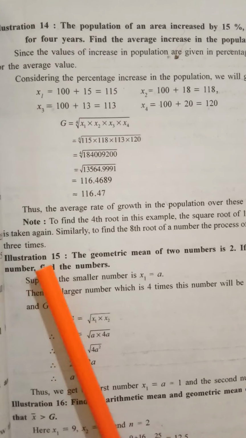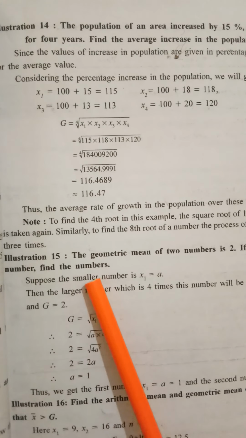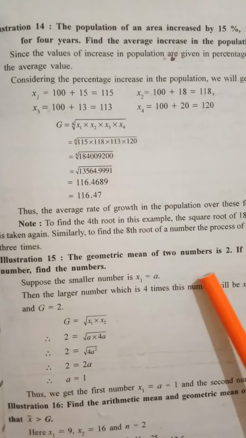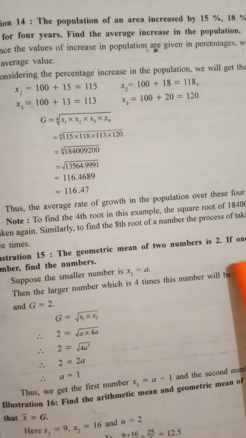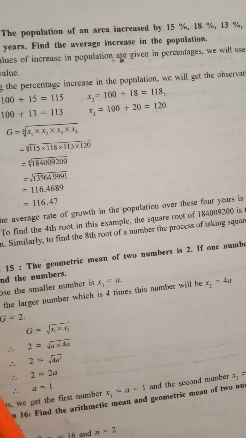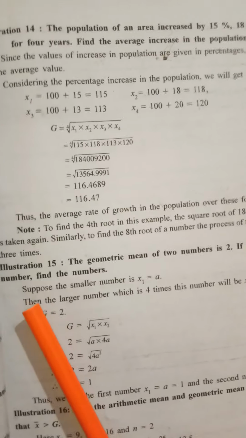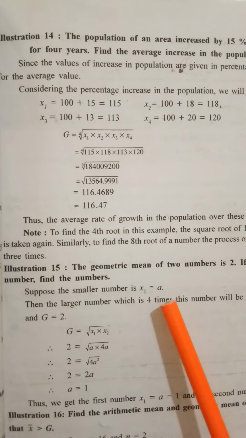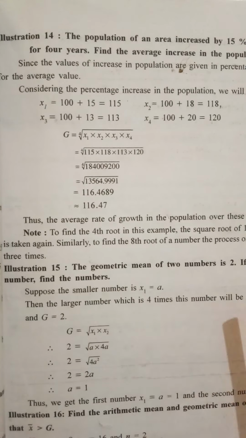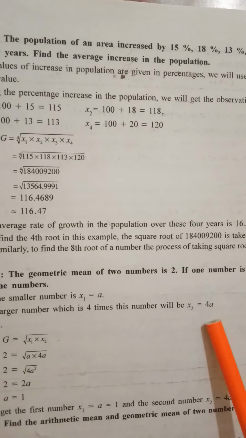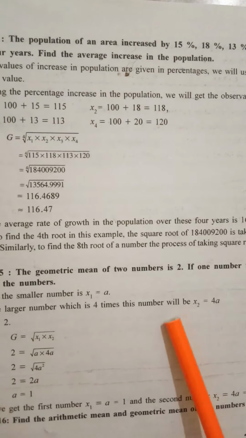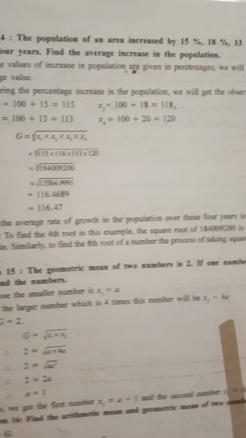Now see example 15. The geometric mean of 2 numbers is 2. Here geometric mean is provided to us. If one number is 4 times the other number, so if we assume the first number as A, then the second number will be 4 times of it, that means 4A.